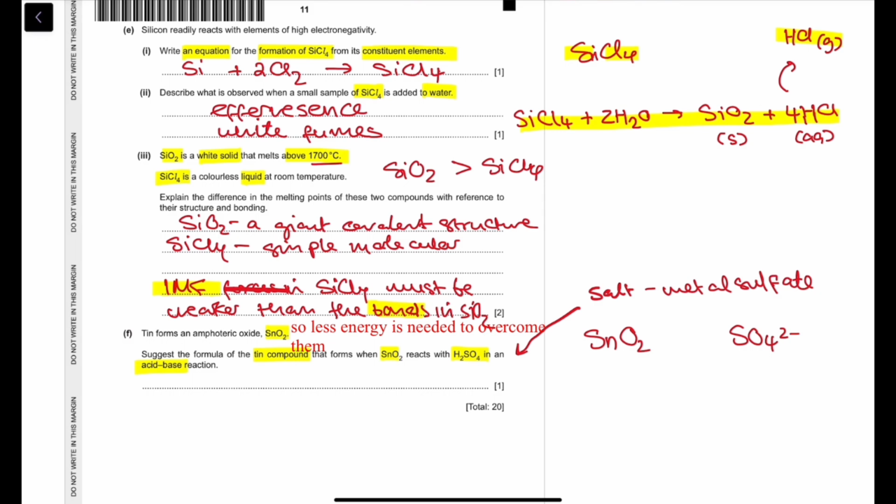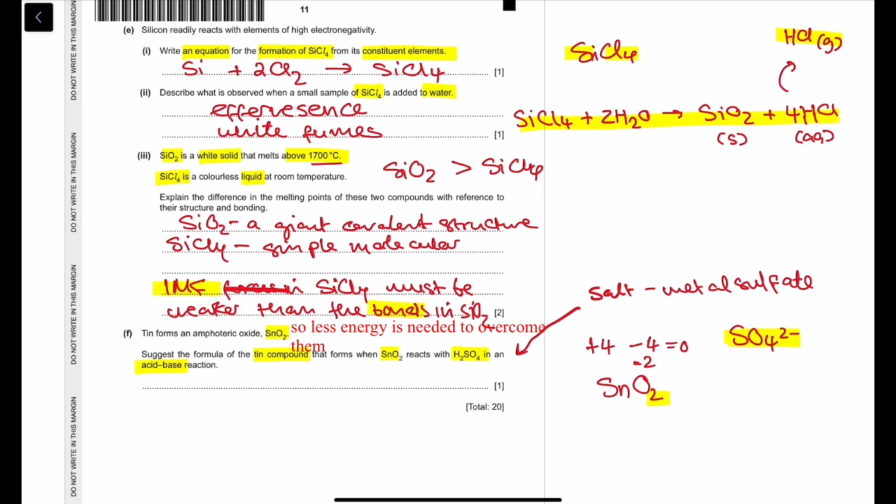Now, first we need to determine the oxidation states. So the SO4 2- ion, the sulfate ion, has a charge of 2-, and in tin oxide, oxygen has an oxidation state of -2, but since there are two of them, it has an overall oxidation state of -4. So to make the overall charge equal to 0, the tin has to have an oxidation state of +4.